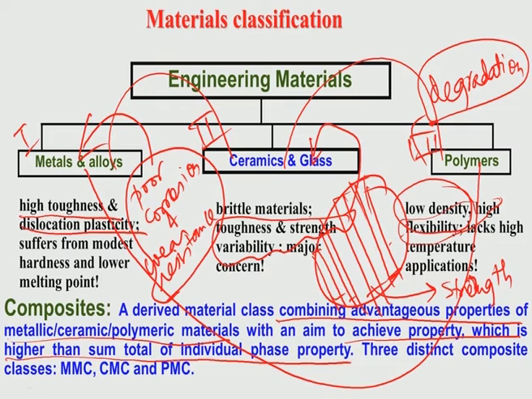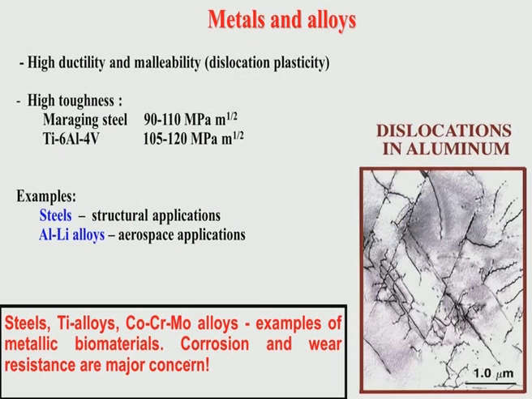This leads to the development of three distinct classes of composites which are metal matrix composites abbreviated as MMC, ceramic matrix composites abbreviated as CMC, polymer matrix composites abbreviated as PMC. So, just a quick introduction to metals and alloys.